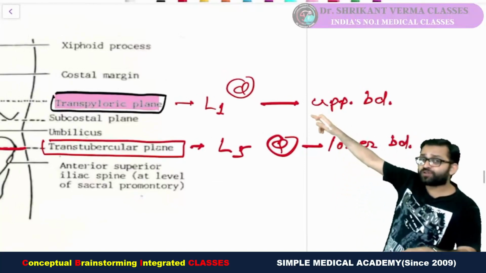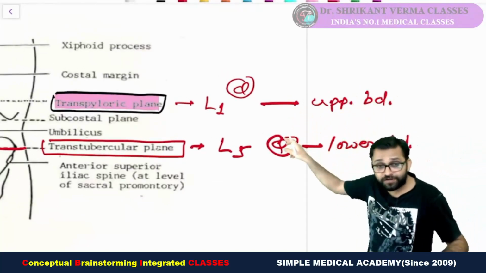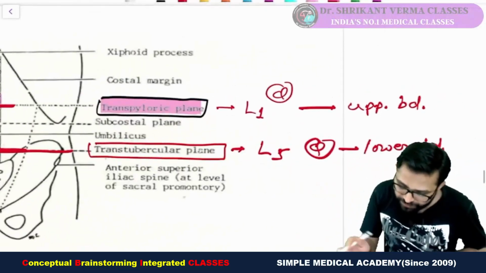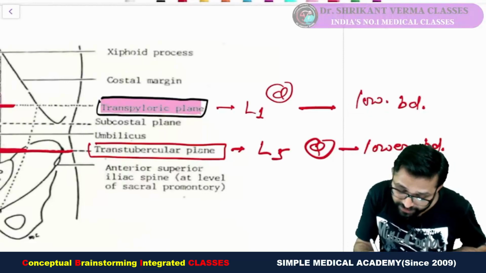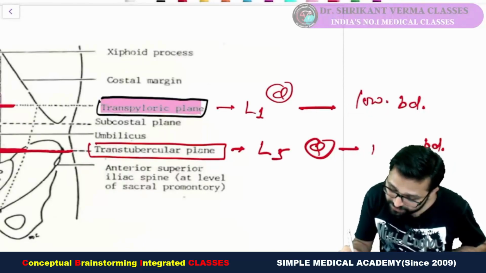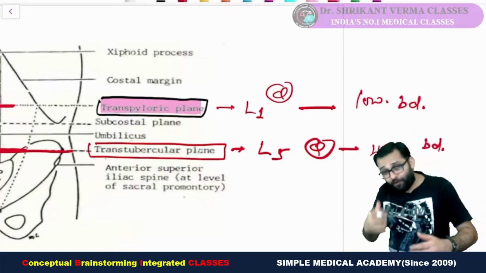The transpyloric plane passes through the upper border of L1. Sorry, please improve. This is your lower, and here is your upper. Please improve, sorry for the mistake. Yes, this is your upper. Okay, गलती से मिस्टेक हो गया, जोश में, बहुत मजा आ रहा है.